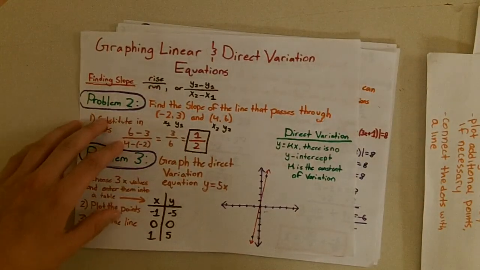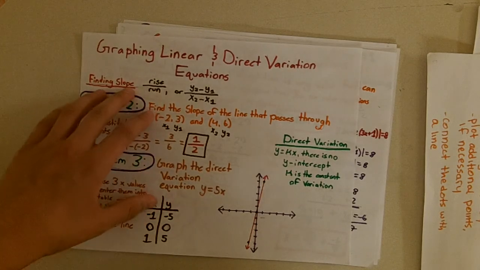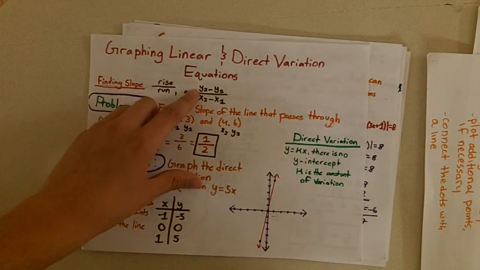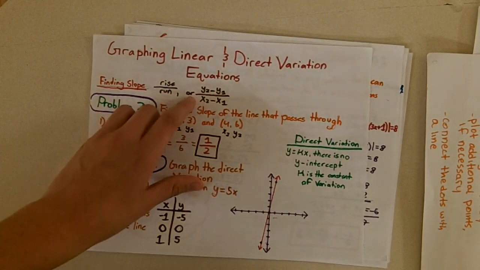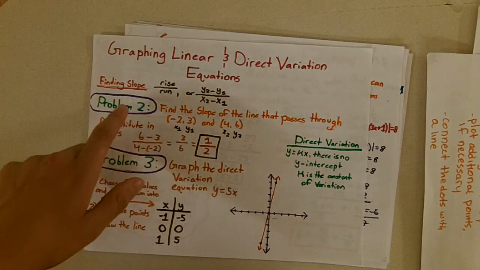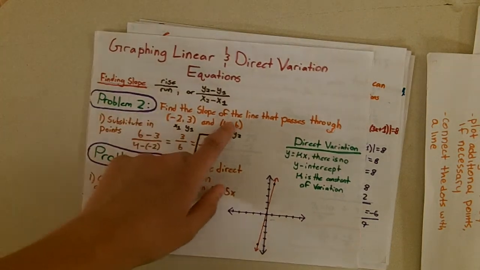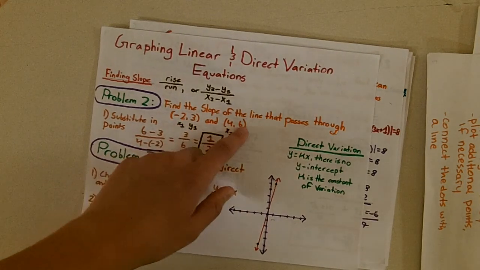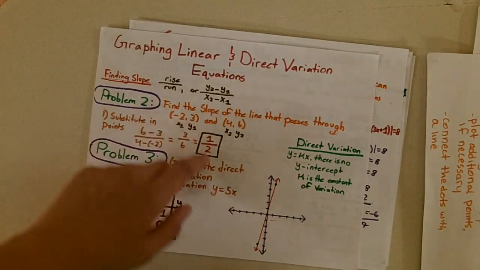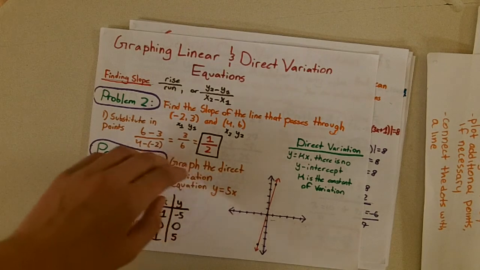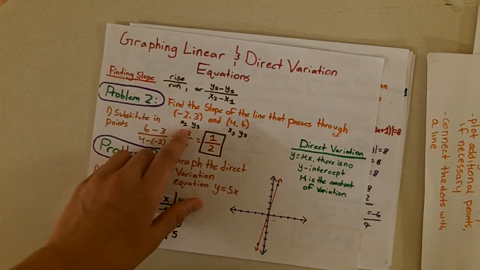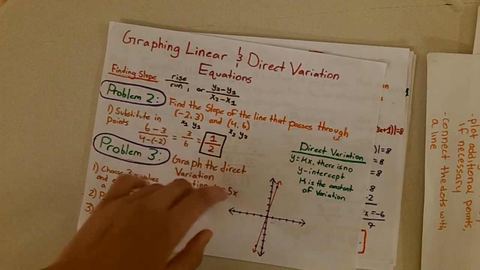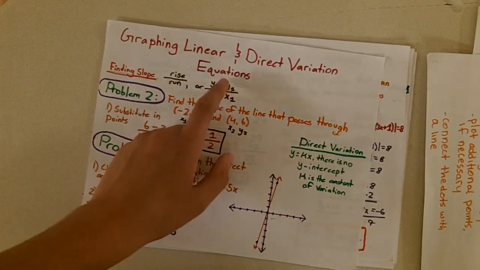Graphing linear and direct variation equations continue. As mentioned before, slope is rise over run, and the formula for that is y2 minus y1 over x2 minus x1. Let's look at problem 2. Find the slope of the line that passes through the points -2, 3, and 4, 6. When I'm doing this kind of equation, I like to label my x and y values. So as you can see, I've done that here. This is x1, y1, x2, and y2.